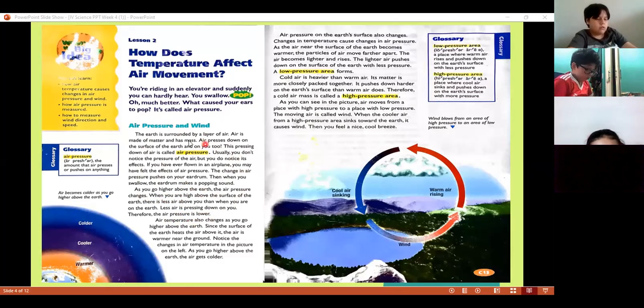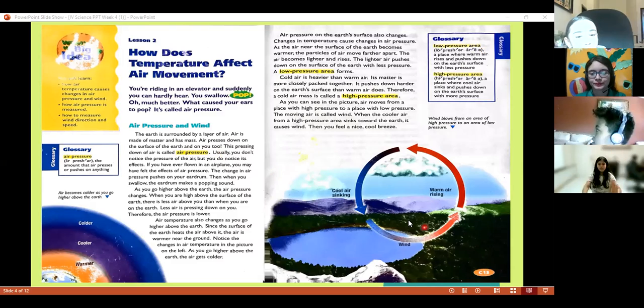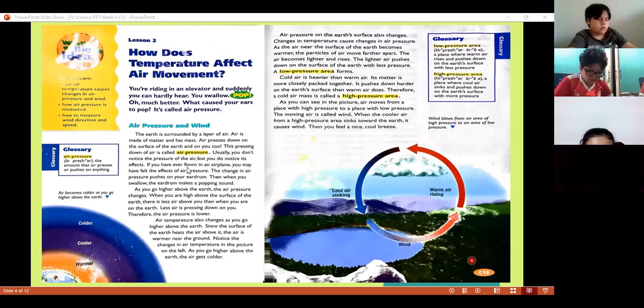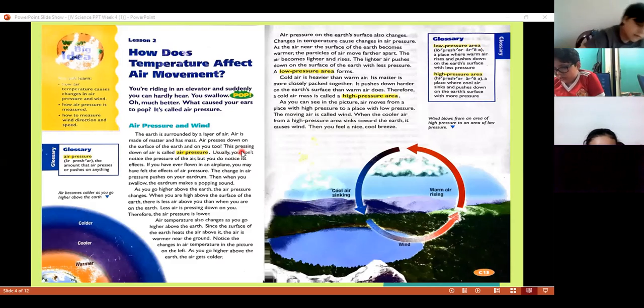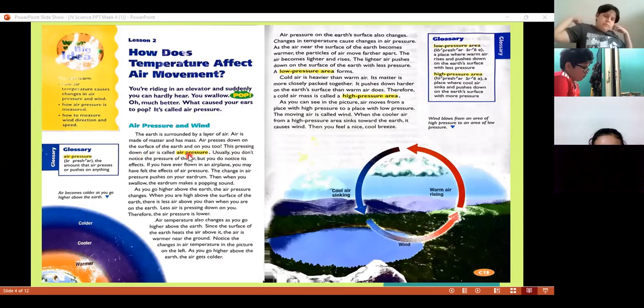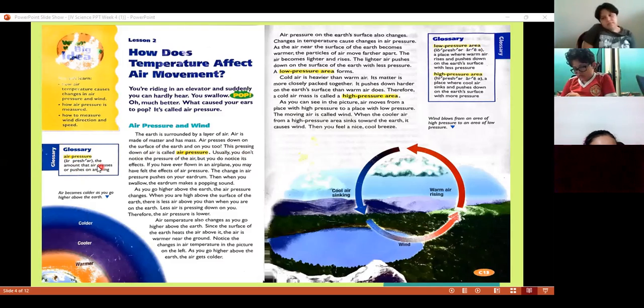So the first part talks about air pressure. What is air pressure, class? What is air pressure? It is mentioned here that when the air is pressing down, it's called air pressure. So it can be pressing down or pushing on anything. Here we have the glossary: the amount that air pushes on anything is air pressure.